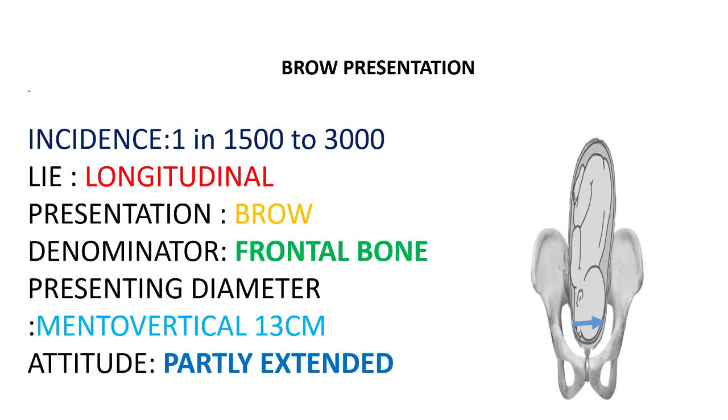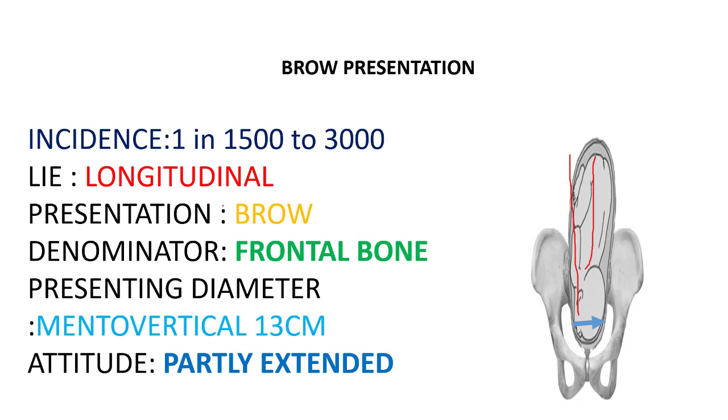So first, the important thing is the incidence. The incidence of brow presentation is 1 in 1500 to 3000 labors. And this is a very important OSCE and Viva question. Often this diagram is given in OSCE and they ask about the lie. In brow presentation, the lie will be longitudinal because the long axis of the fetus is parallel to the long axis of the maternal uterus. So, as the baby is present vertically, it is the longitudinal lie, right?